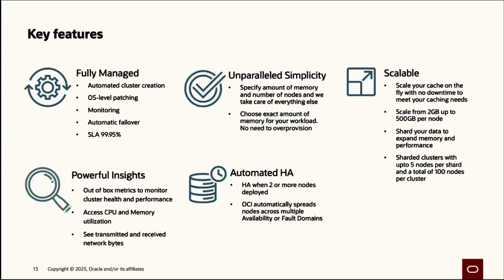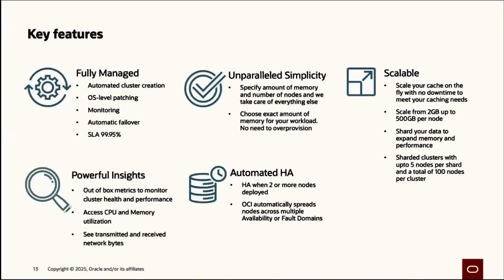You can scale the number of nodes. You can scale the memory within the nodes. Memory can vary from 2 GB to 500 GB. You can shard your cluster if you think that your workload needs more memory or better performance. You can choose sharded clusters of up to 100 nodes. Within your sharded cluster, you can have replicas of up to 5 nodes for each shard. So you can scale it up and down based on your workload, right? So you're using exactly what you need.